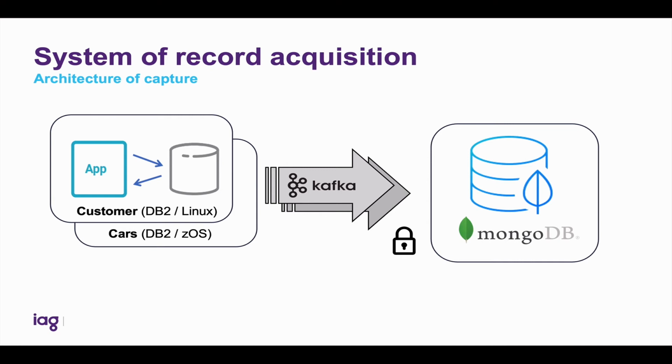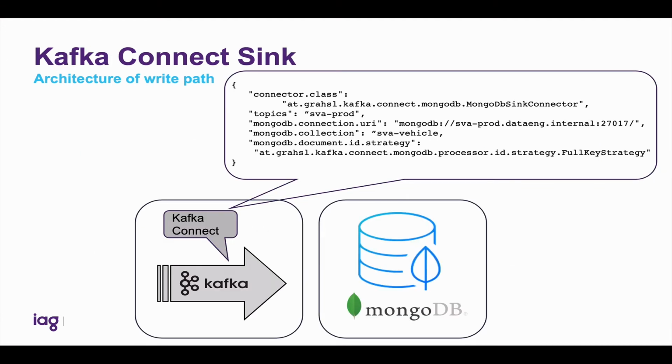And then we have cars that come from DB2 on z/OS. z/OS is a big mainframe server. Policy, as I said, is in Oracle. And so then we have Kafka Connect. Kafka Connect is a technology that comes with Confluent and Kafka that allows us to take that Kafka stream of events and send that through into MongoDB with really just a plug and play approach, using this document here that basically says where do we go with this information and how do we connect it through into MongoDB. And here you can see it's writing into the SVA vehicle collection in MongoDB.